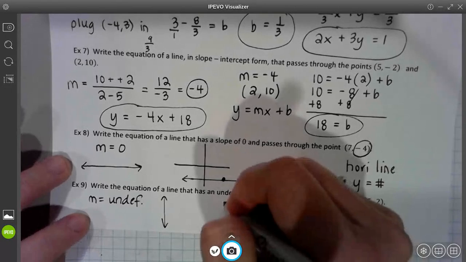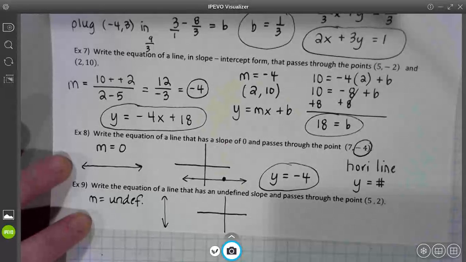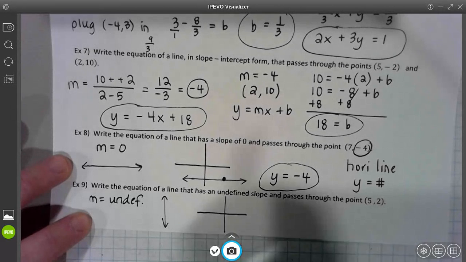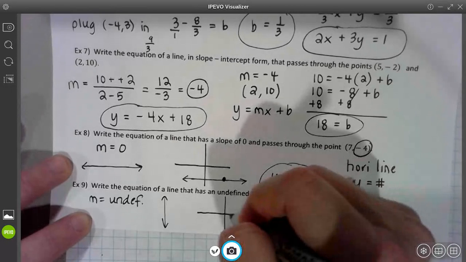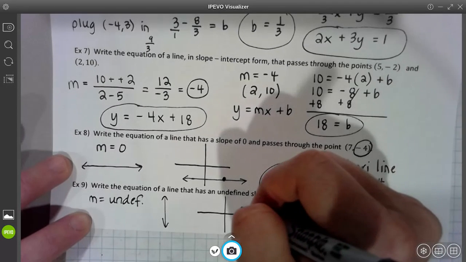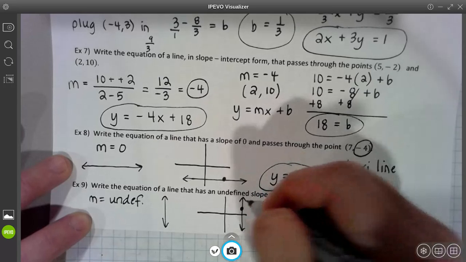So guys, we are writing the equation of a vertical line. So let's picture this. Give yourself a coordinate plane. Our line is a vertical line, and it has to pass through the point 5, 2. So 5, 2 is to the right 5 and up 2. So there's 5, 2. We have a vertical line that has to go right through it.